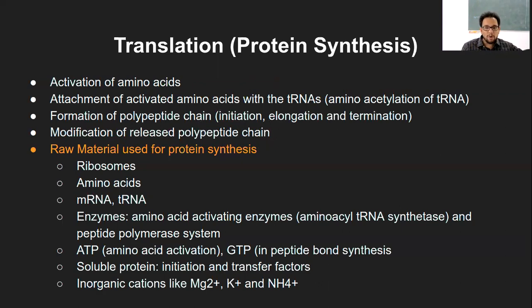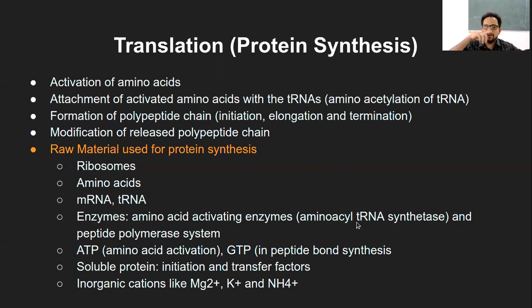Now there are different raw materials in general which are used for protein synthesis. Most of this we know: ribosomes, of course; amino acids, of course; then mRNA and tRNA. mRNA will act as a coding strand for protein synthesis. tRNA will help in bringing amino acids together. Then there are several enzymes, including the amino acid activating enzyme, which is specifically called amino acyl tRNA synthetase. This is one enzyme which is responsible for activation of amino acid.